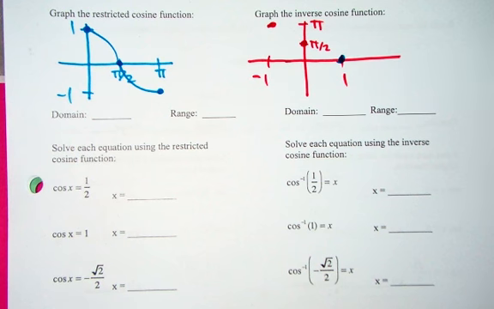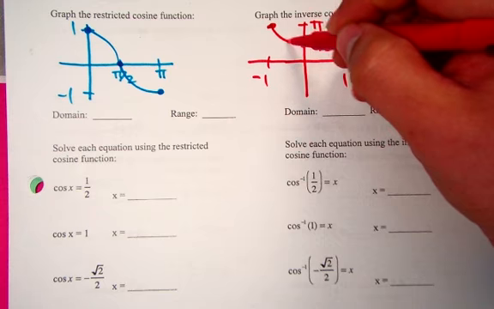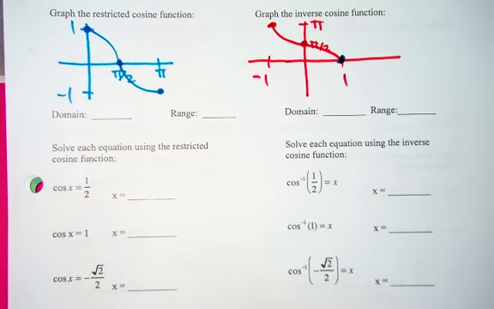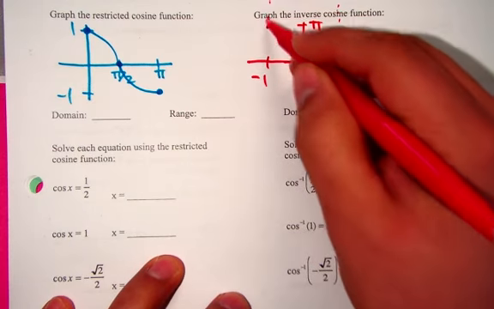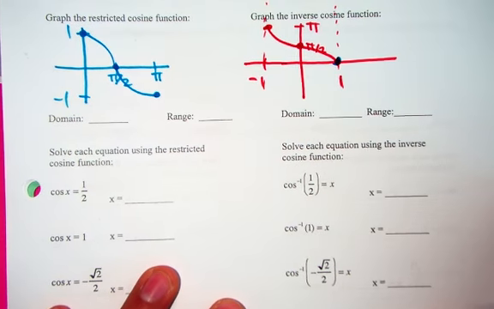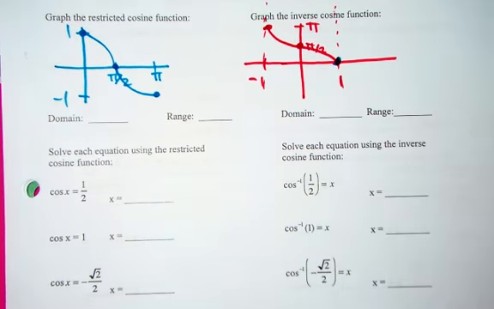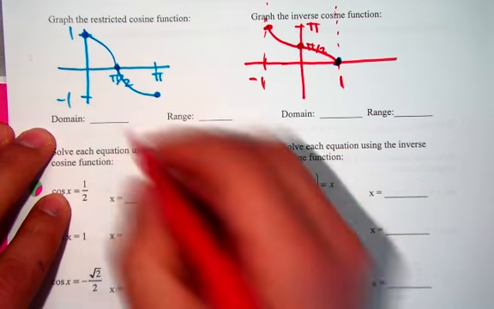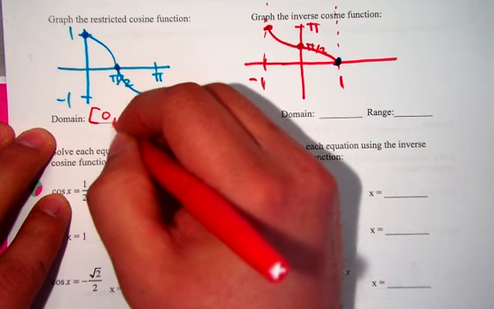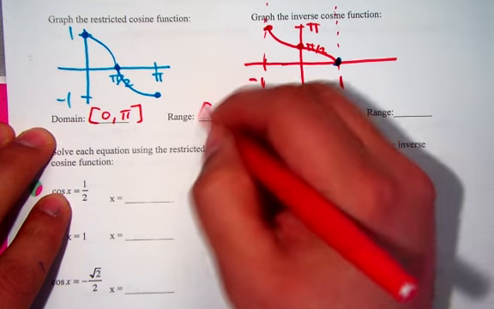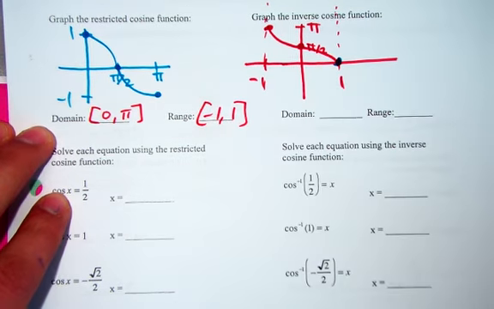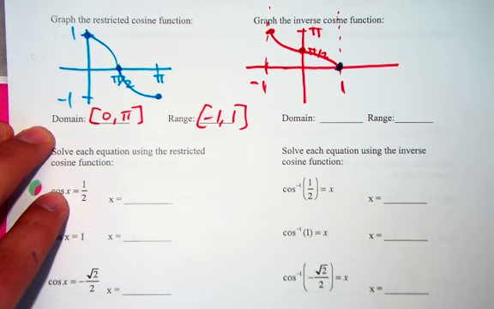If we connect the dots, again, not with a straight line, hopefully you're starting to see the pattern here. It should look roughly something like that. Because remember, we're stuck between negative 1 to 1, so it should look like that. It's just a small picture of that. Okay? So the domain, 0 to pi, range, negative 1 to 1. That's for the restricted. The inverse will just flip around.